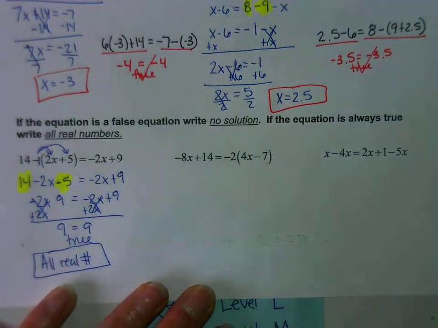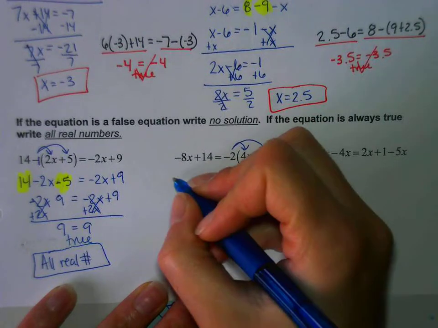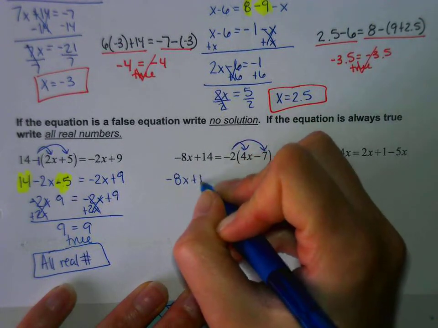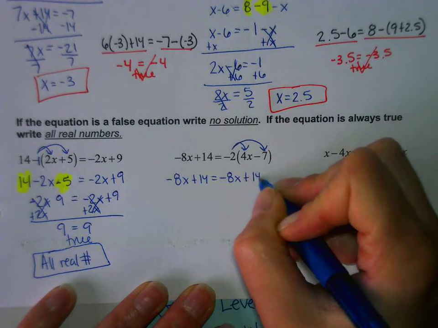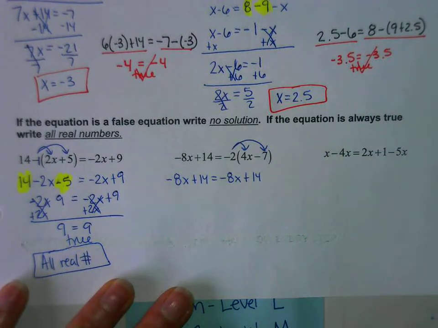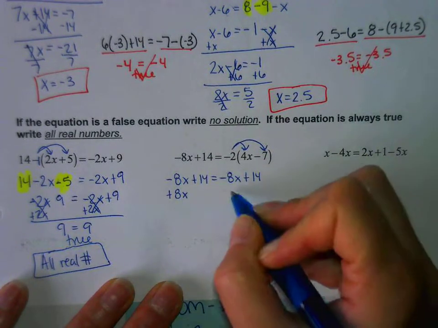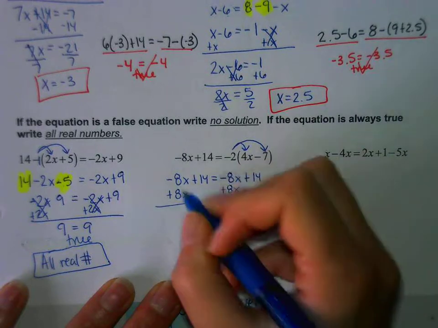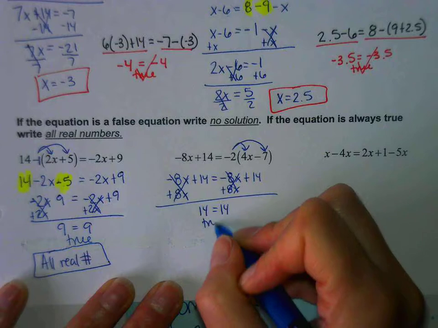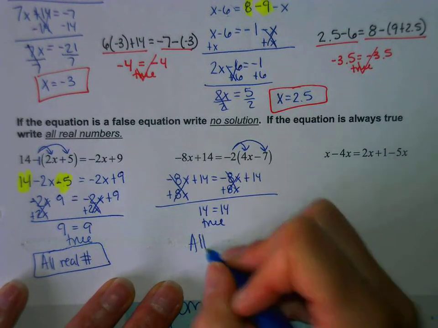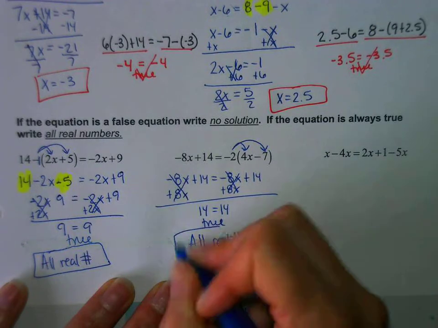Second one, I do have distribution, negative 2 to the 4x and to the negative 7. So negative 8x plus 14 equals negative 8x plus 14. I don't have any like terms on either side, so I'm going to move my variables and add 8x to both sides. Those both become 0, so I'm left with 14 equals 14. And that again is a true statement, so that means I have all real numbers for my solution.